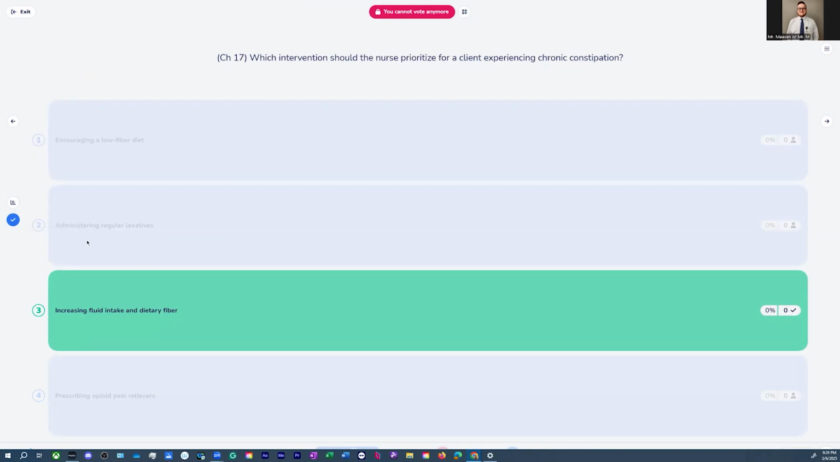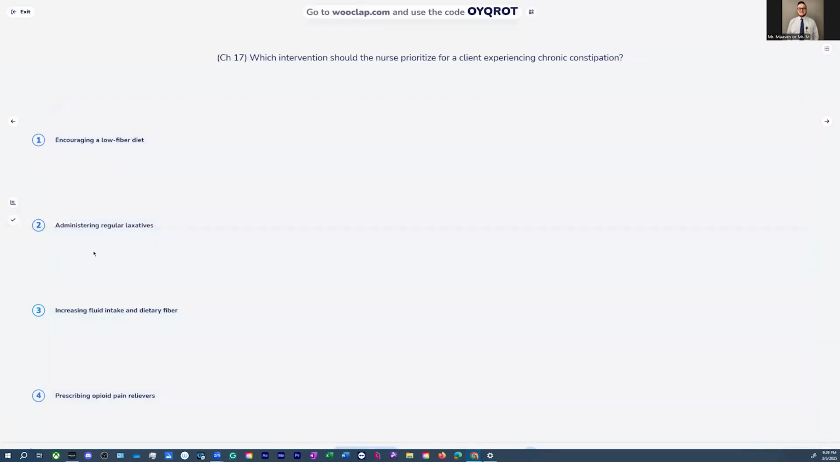The more fluid we give them, the less likely their stools are to become hard and not move. Fiber is helpful for keeping stools formed so they don't clog up, keeping the consistency. Fiber, think of just an ability to keep stool consistency, is mostly what we use fiber for. Encouraging a low fiber diet is going to make stooling worse. Regular laxative is not something you want to get dependent on. Use of laxative should be PRN or intermittent. It shouldn't be something that's chronically used, if we can avoid it.